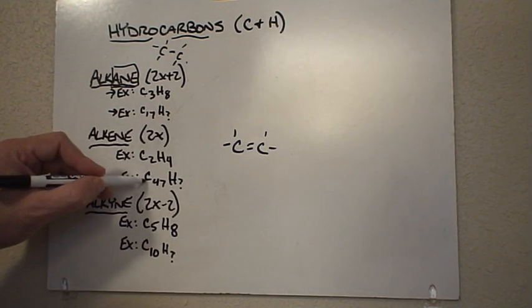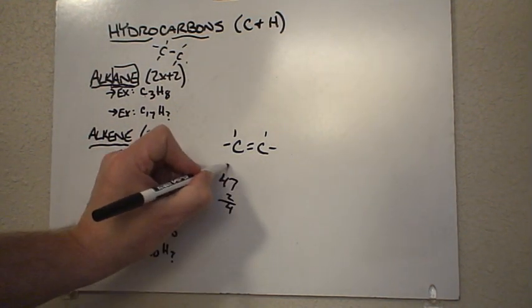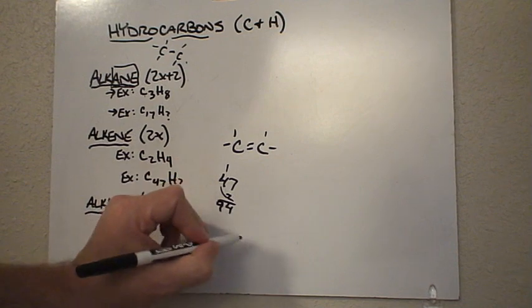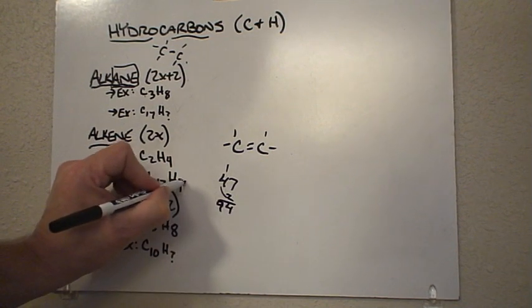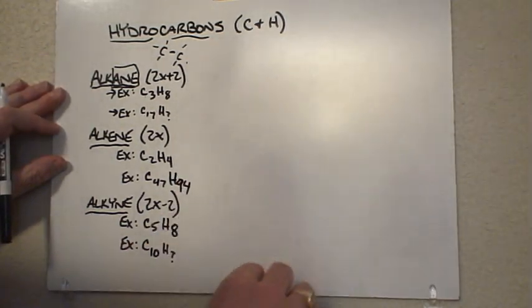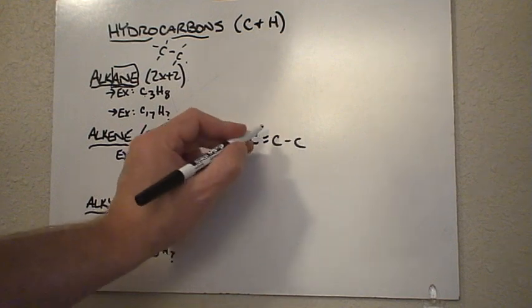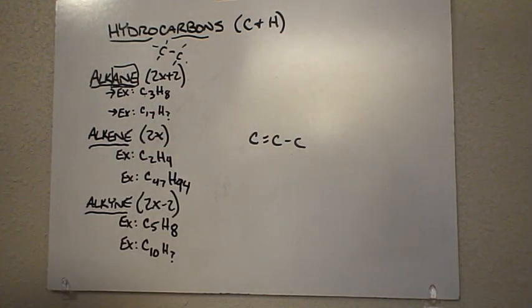So if I take a look at 47 carbons, well, what's 47 times 2? That's 94 total hydrogens, so this answer would be 94. Do not try to go and fit in all 47 carbons, okay? That's just ridiculous, and know that we always assume that the double bond is going to be in the first place.